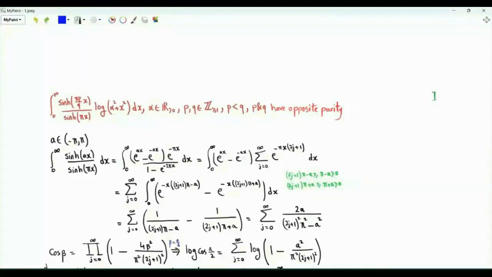Bismillah ar-Rahman ar-Rahim. We have an integral, x from 0 to infinity, log of alpha squared plus x squared. Alpha is a positive real number. Then we have this ratio of hyperbolic sines. The argument in the denominator is pi x. The argument in the numerator is pi x times p over q.